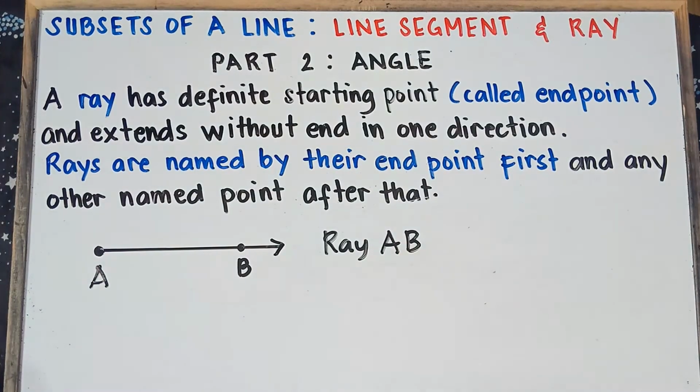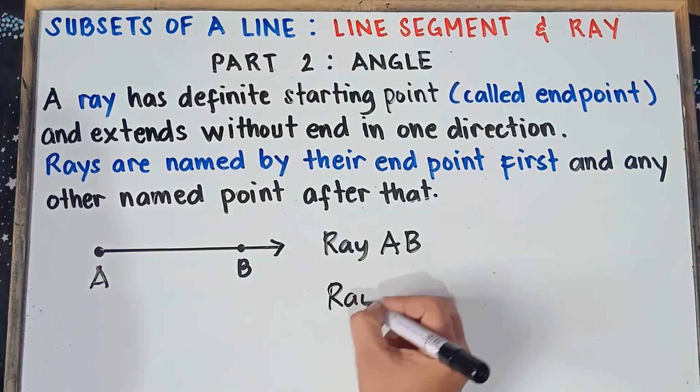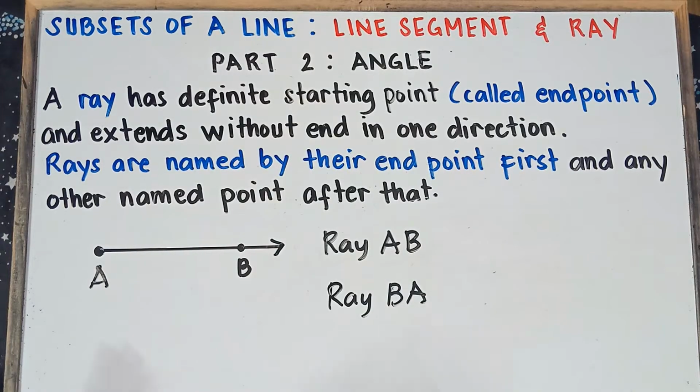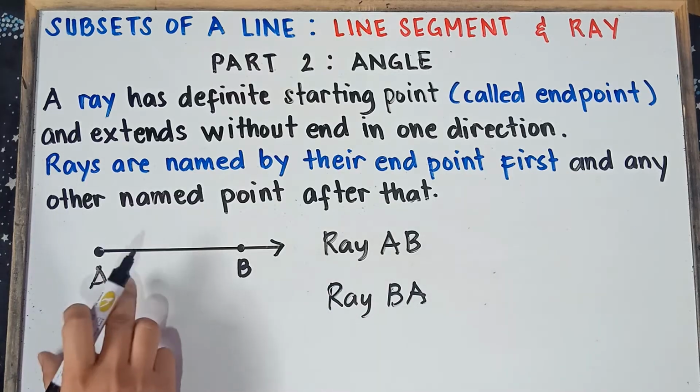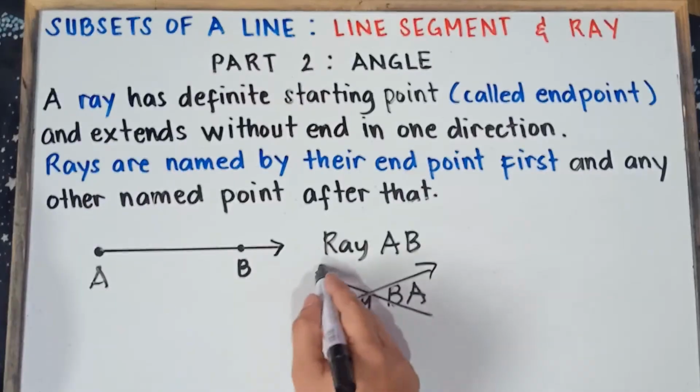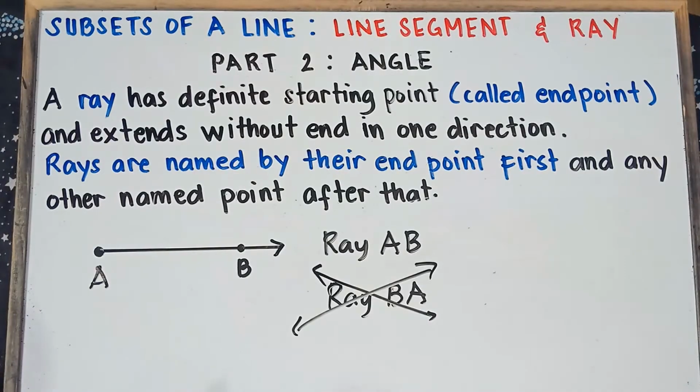Question, sir, is this the same as ray BA? Can we name that one ray BA? Nope. You cannot name that one ray BA. You will commit a mistake, class. It should be ray AB. The endpoint comes first. So, therefore, this is wrong. It should be ray AB.